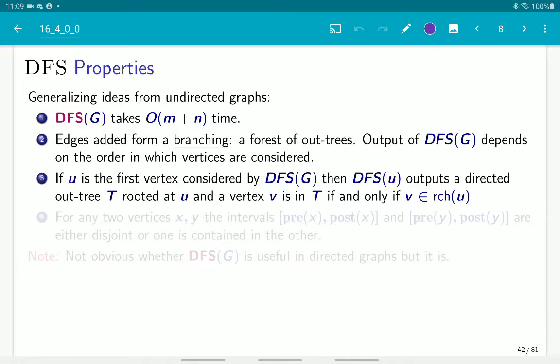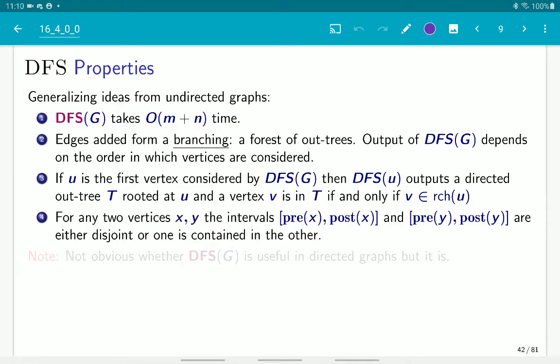And importantly, the first vertex being visited by the DFS, the rooted tree that the DFS computes contains, of course, all the vertices it can reach. So all the reachable vertices are in this rooted tree. So this is one way of computing the reachable set, as we already mentioned. And again, one can prove the same property we had seen before, that two time intervals are either disjoint or contained inside each other.